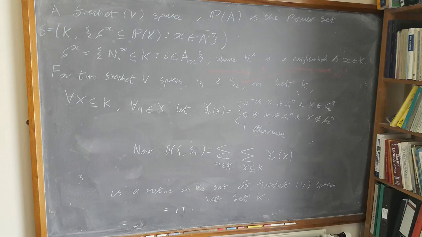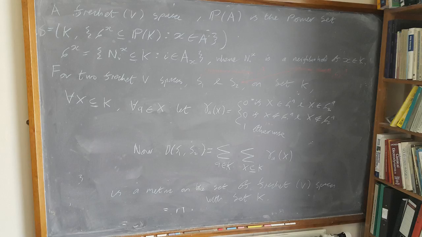Now, what we want to do is to consider the collection, let's call it M of K, of all Fréchet spaces that have K as their set of elements, their universe. So we consider the set of all Fréchet spaces based on the set K. Now, we're going to try and make a metric space out of this. And to make this kind of thing into a metric space, we want to introduce a metric, something like a distance measure between two different Fréchet spaces.